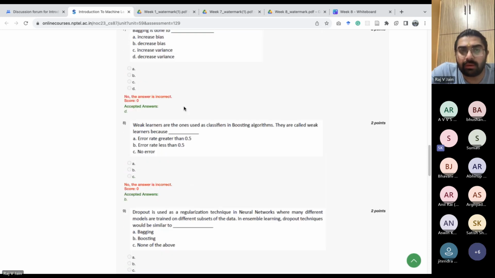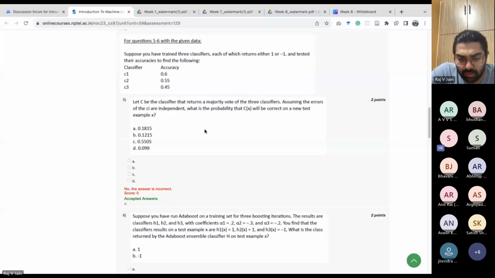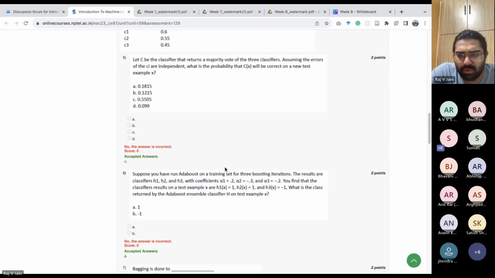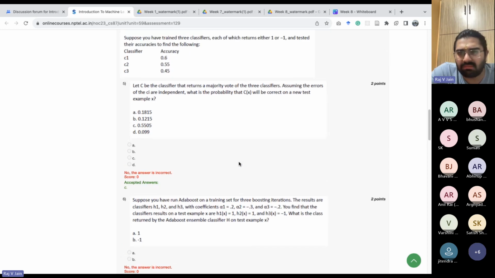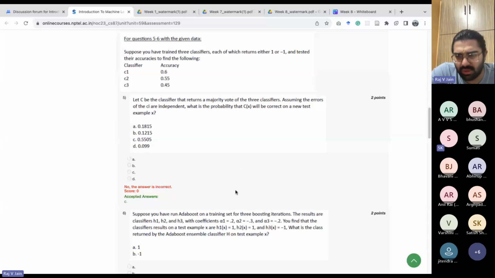Yes, and I have a question regarding question 6. The text before question 5 says that the following data is for questions 5 and 6, but the accuracies of C1, C2, C3 provided there were not required in the calculations for question 6. To my knowledge, maybe not required. Yeah, I guess it's not required. So that actually got very confusing, because I was wondering whether I was doing something wrong.